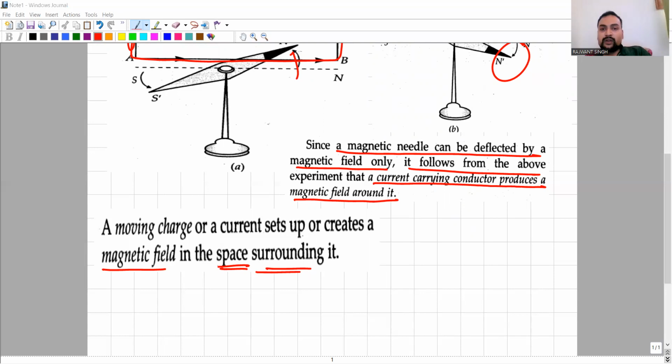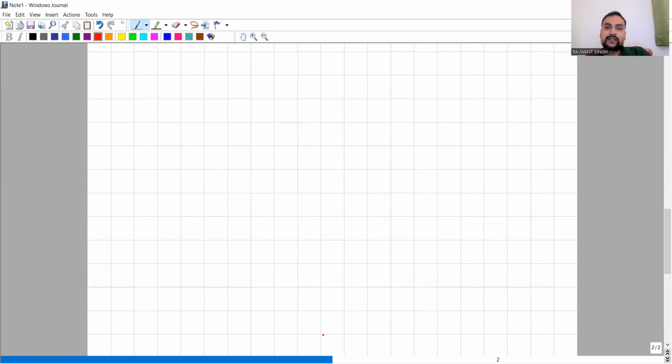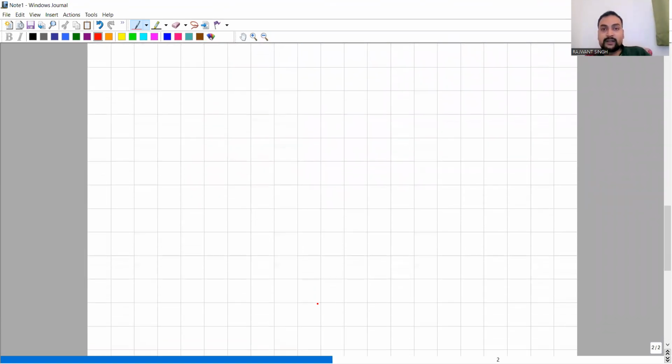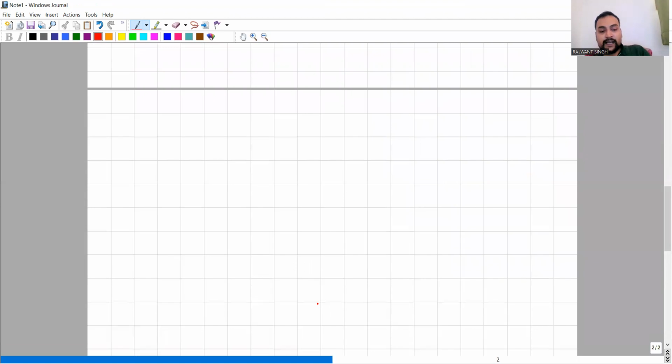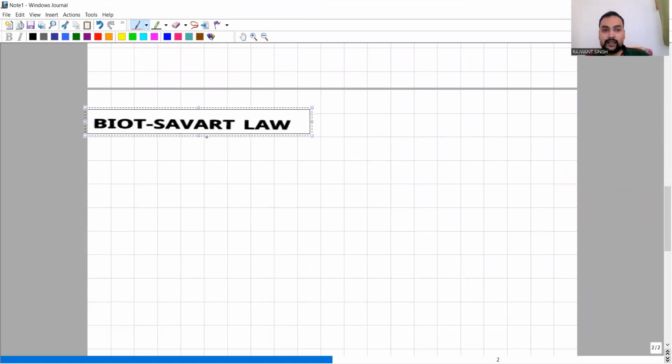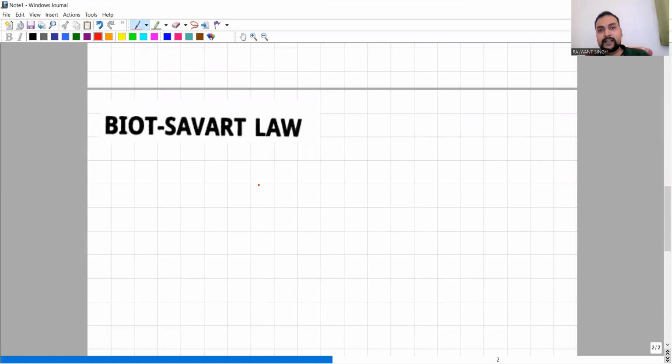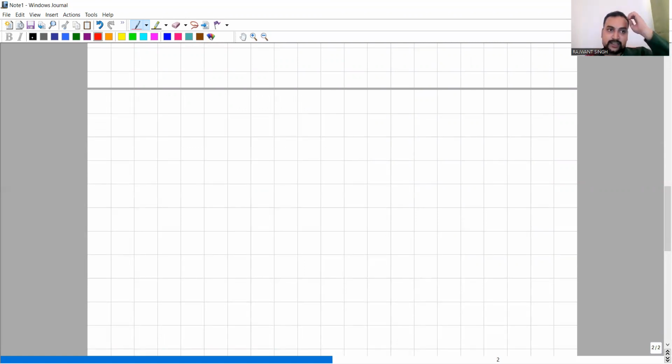Now, based upon the Oersted experiment, we have just understood that there will be some magnetic field. So now we have to find the strength of the magnetic field, that is, the magnitude or the strength and the direction. So we have to find two things: the magnitude of the magnetic field, and then the direction of the magnetic field. Let us first understand the direction before moving to the Biot-Savart law.